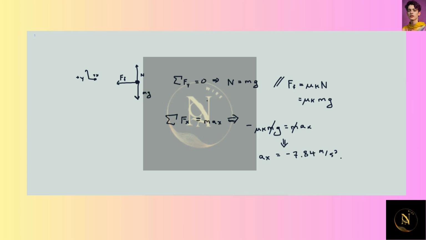In this case, we can't set it equal to 0 since we're accelerating in the x direction. In this case, we get negative mu k mg, our friction force here. It's negative because I define my coordinate system like this, and the force is in the negative x direction. It's equal to mass times acceleration in the x direction.